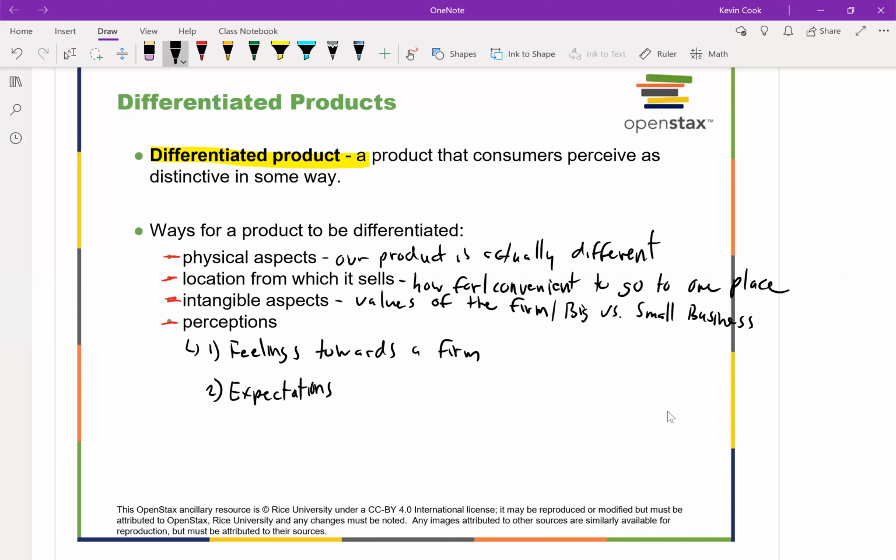But I expect to go there and I expect to know what I'm going to get. I know it's not going to be the best thing I've ever had, but I really don't expect it to be the worst meal I've ever had either. I expect it to be all right. It's going to take care of what I need it to take care of right now. So our feelings towards a firm, something like McDonald's, maybe that's what I expect.